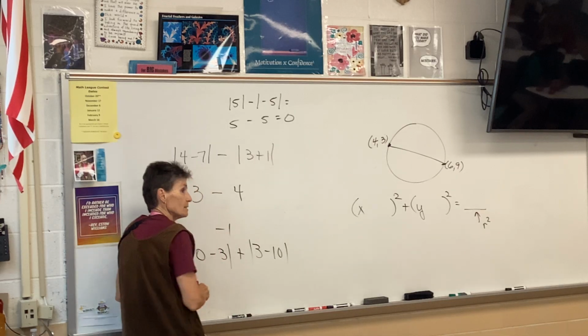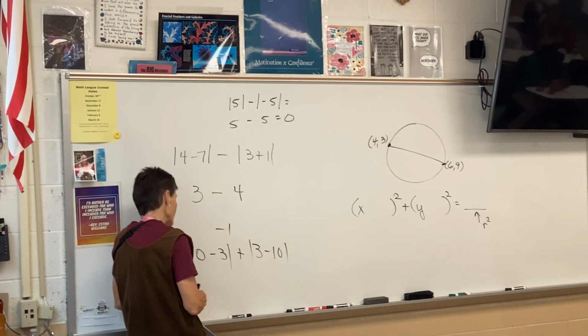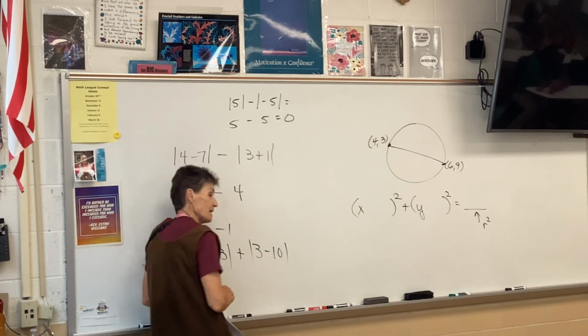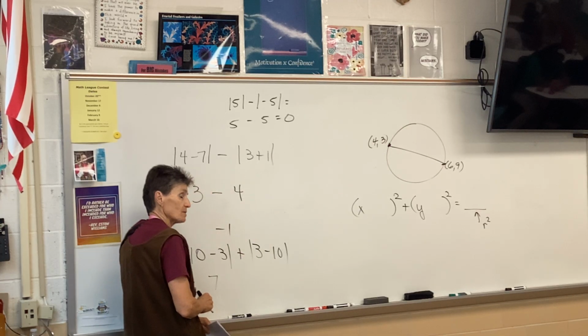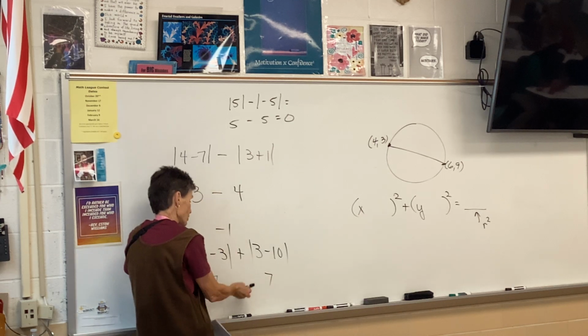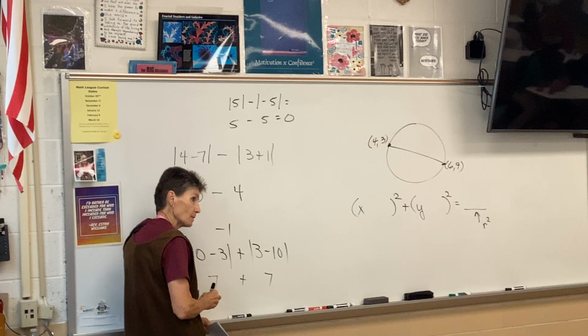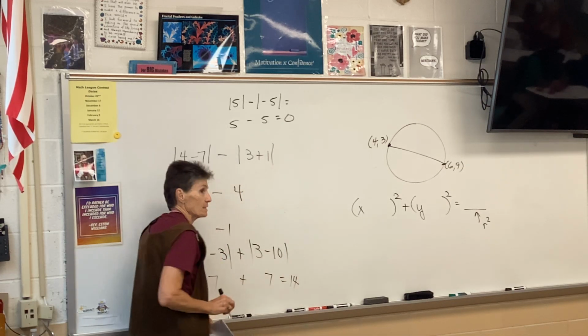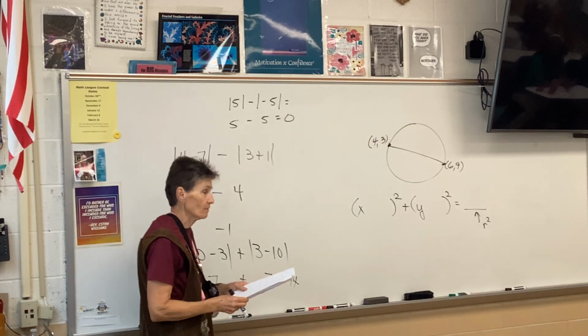10 minus 3 is 7, and the absolute value of 7 is 7. 3 minus 10 is negative 7, but the absolute value is 7. What are you doing with those two? You are adding them: 14. How many got 0 and 14 both? All right, you're absolute value master.